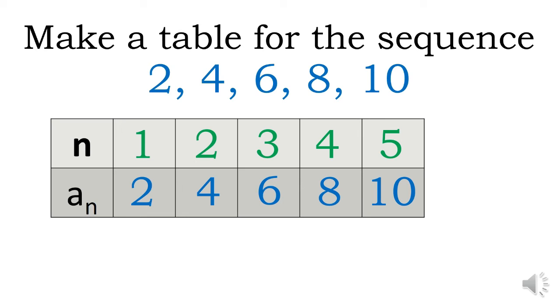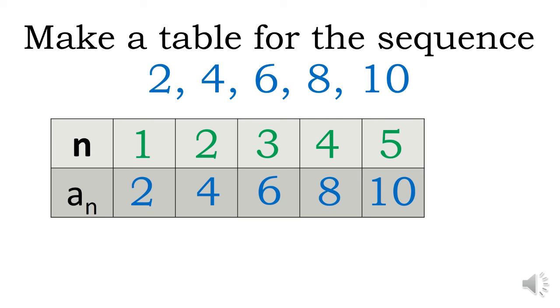Notice that the n values are the set of natural numbers from 1 up to 5 because it is a finite sequence. But in the case of an infinite sequence, the n value starts from 1 up to infinity. Also notice that the values in your n cannot be repeated, which means that this table represents a special type of relation, and that is a function.